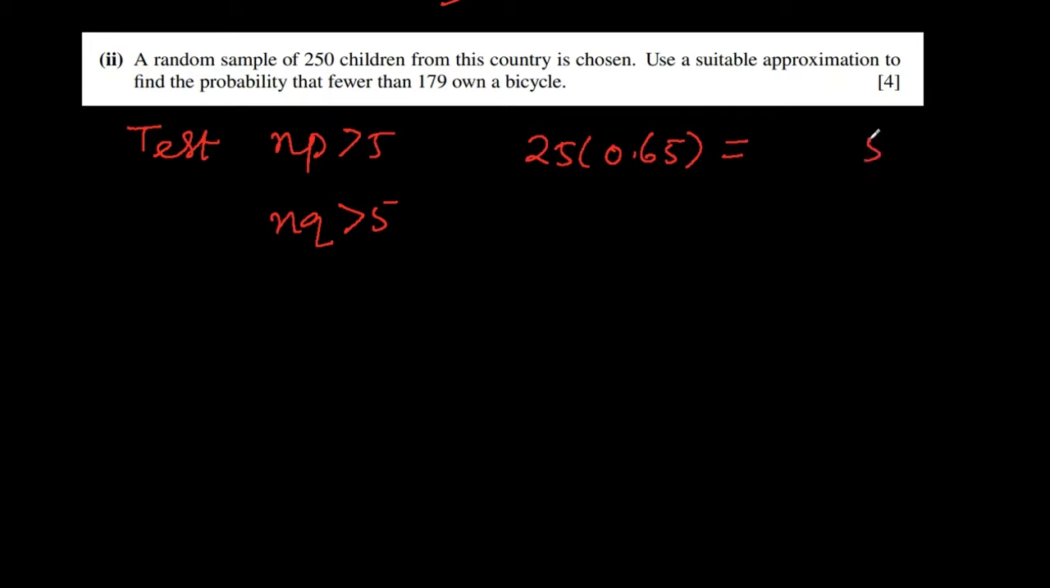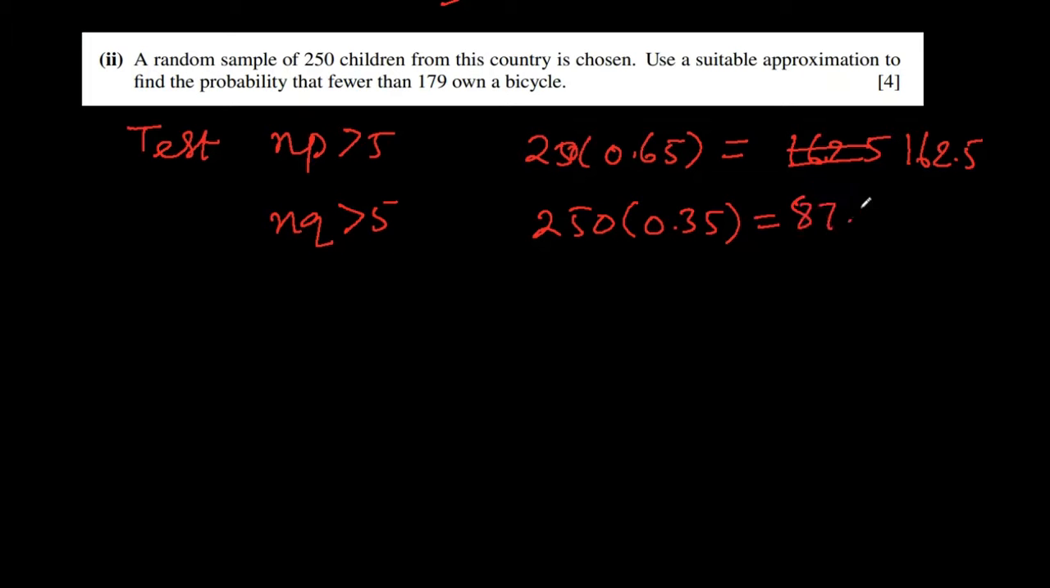So that will be how much? 5, 12, 150, 162. So 16.25. Oh, sorry, it is 250. So it will be 162.5, which is quite high. So remaining 250 times 0.35 will be how much? 50 and 37, 70, 87.5. Okay, so both of them are much more than 5. So yes, we can use normal approximation for this.